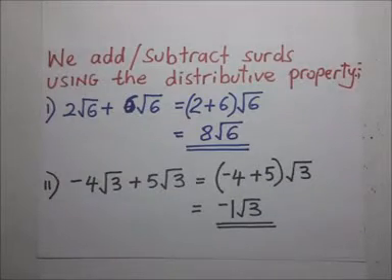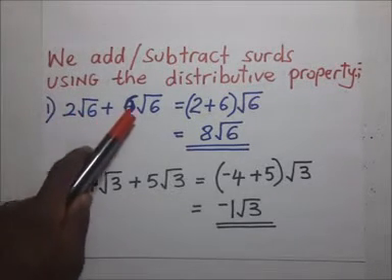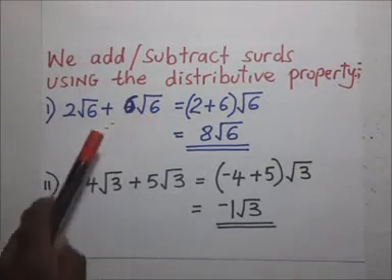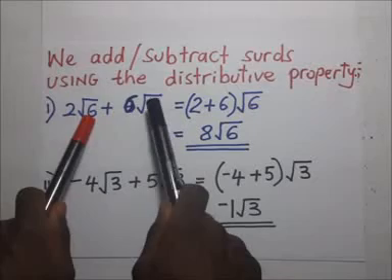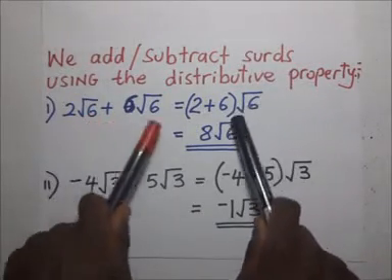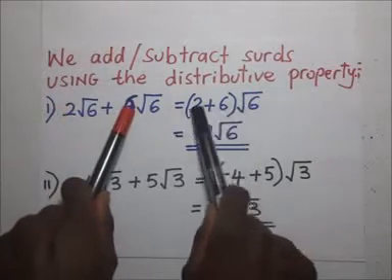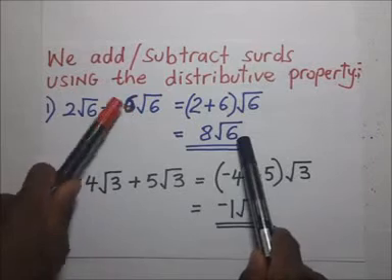An illustration on how we add and subtract Surds. In our first number, we have 2 root 6 plus 6 root 6. And we use the distributive property. We are having root 6 as the common term here, which is the like term. We put it outside the brackets, and in the brackets, we are having 2 plus 6. And that's how we end up with 8 root 6.